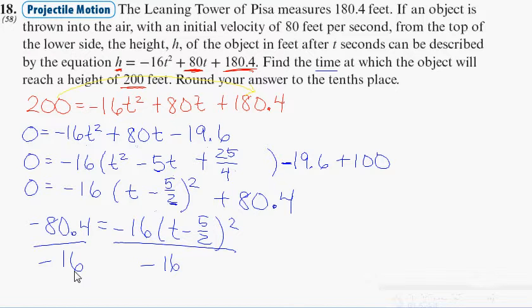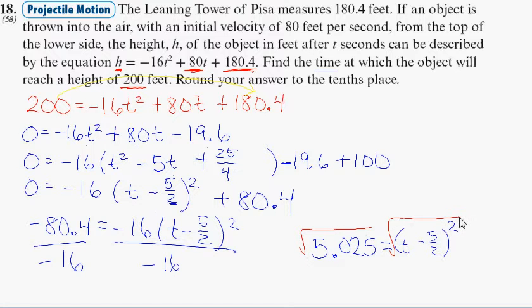And that will leave us with, when we take 80.4 divided by negative 16, that gave me 5.025. So 5.025 is equal to t minus 5/2 squared. Now I'm ready to take the square root of both sides. So I take the square root of this, take the square root of this. This is going to be plus or minus, remember?